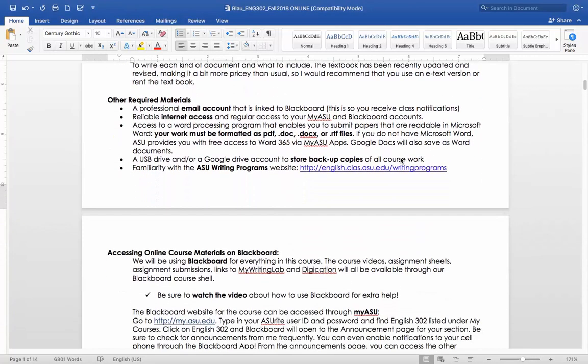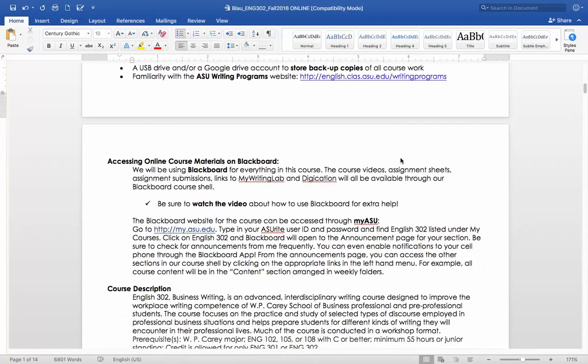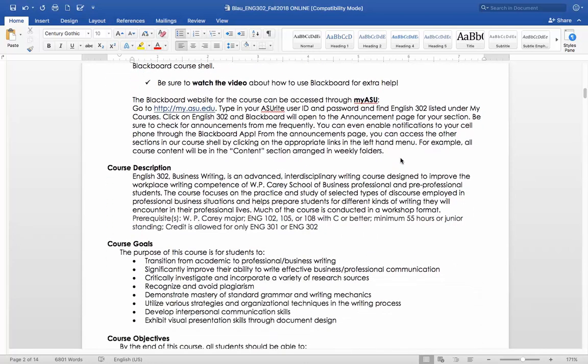You can check out the other required materials like an email account, a USB drive or Google account with Drive to back up your copies of your work, things like that. We will be using Blackboard for everything in this course, so make sure that you have a familiarity with Blackboard. There is a video to help you navigate the Blackboard shell if you'd like.